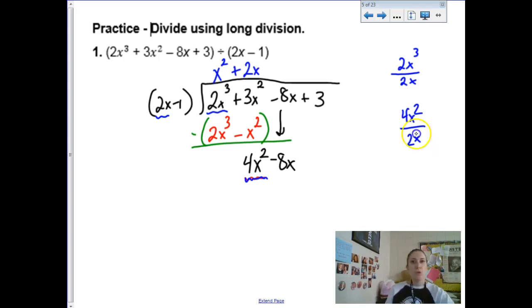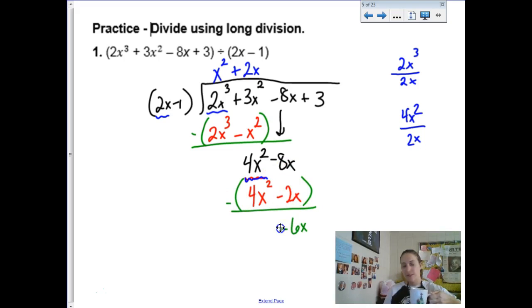So we multiply this time 2x times 2x minus 1. I'm trying to color code it, but you gotta do it right. So 4x squared minus 2x. Then we have a subtraction. Lead term cancels as it should. Negative 8 minus negative 2 is negative 6x. And then bringing down our last term of plus 3.